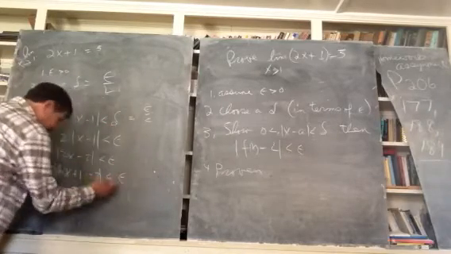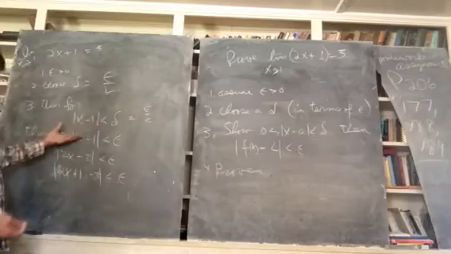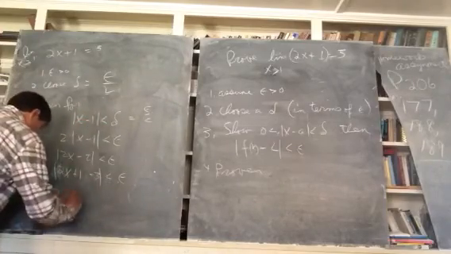And so you could just say, this is less than epsilon, because this is true, then that's true. Proof. Okay, that wasn't so good.